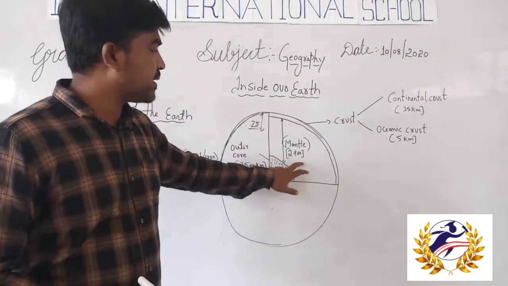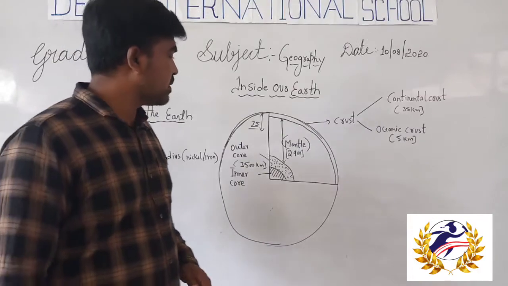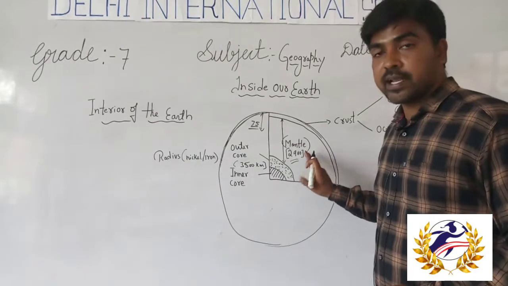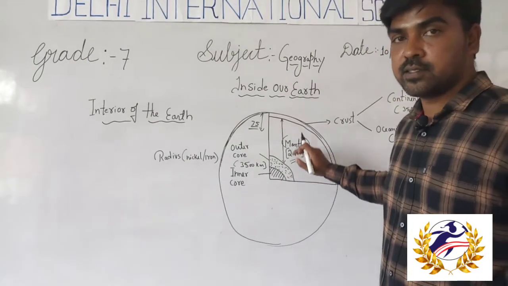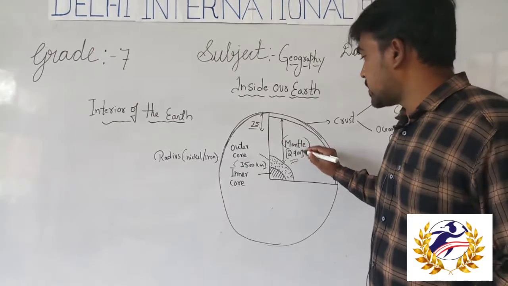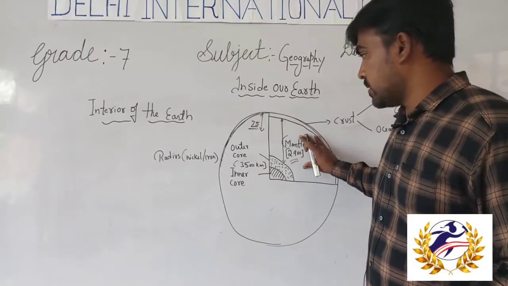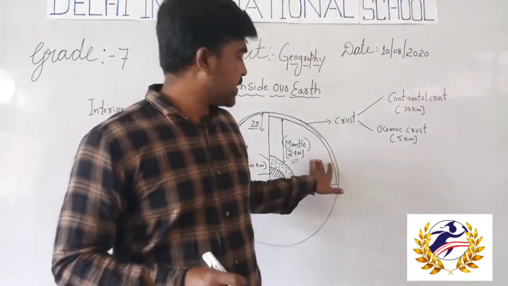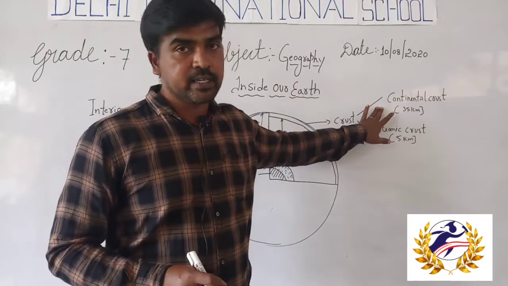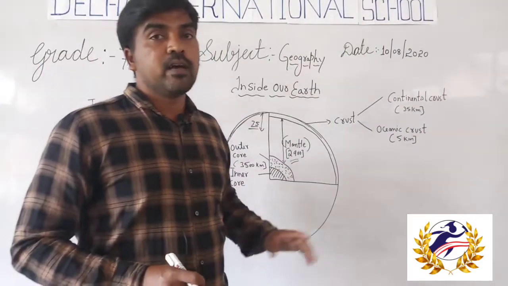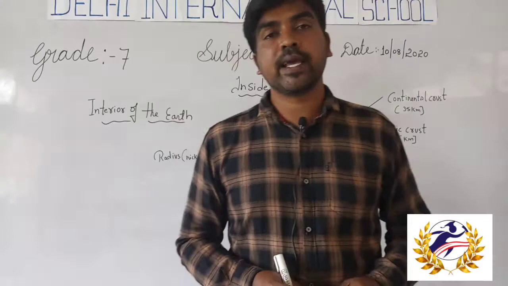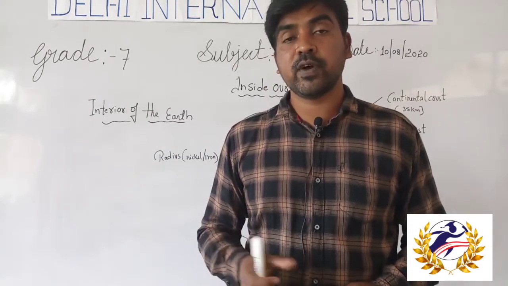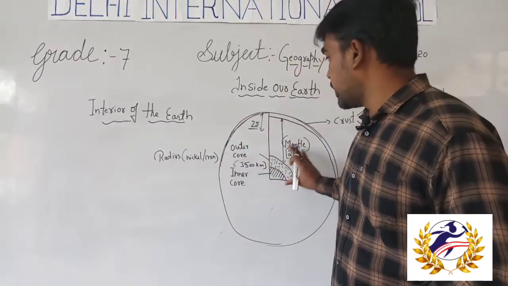Next, mantle. It extends 2900 kilometers towards the inside of our earth. It is not a hard surface like oceanic crust and continental crust. We can find molten magma, or fiery objects, so it is not a very hard surface.